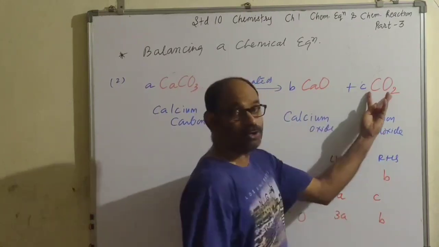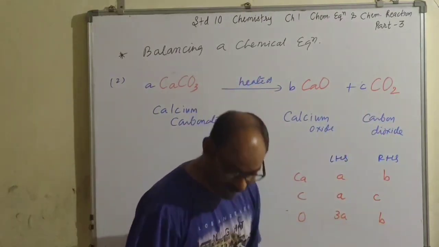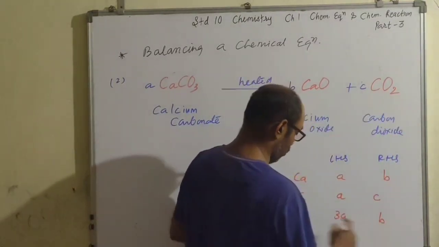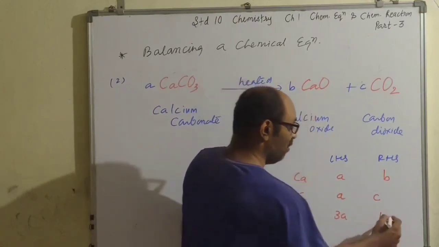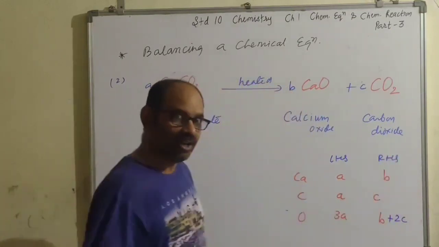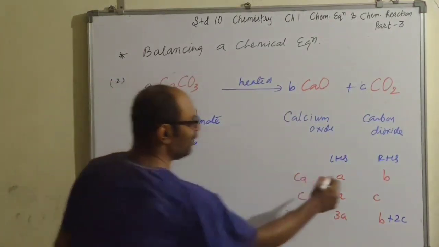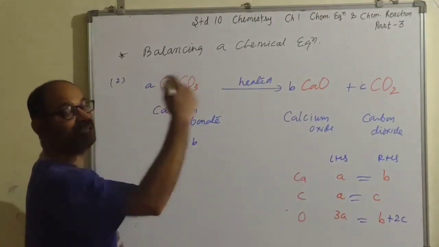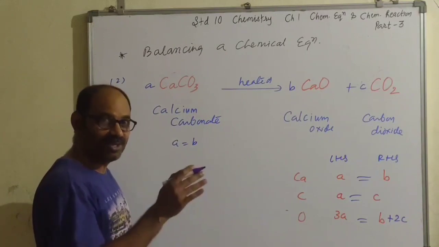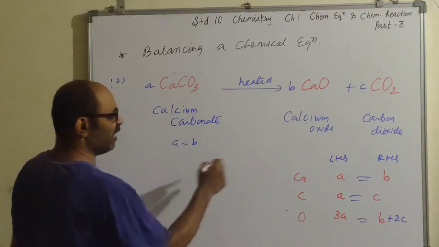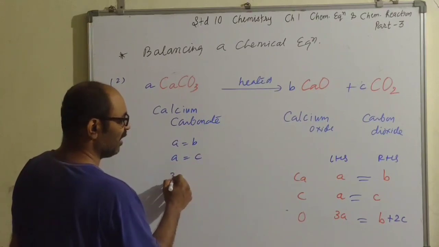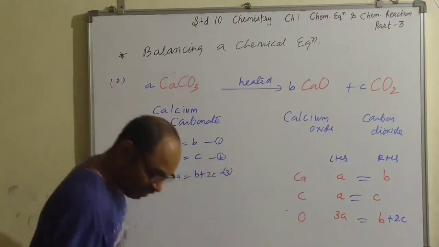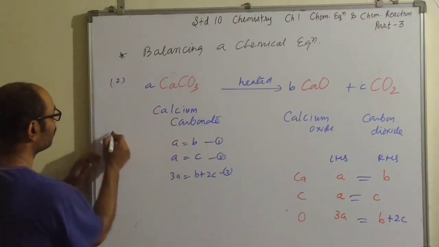Again oxygen, so oxygen you have to add. Be careful. Again you got oxygen, subscript is 2 into C. So oxygen atoms were already B, plus 2C. So we got the three equations. The number of atoms of any element on the left hand side is always equal to the number of those atoms on the right hand side. So A equal to B, A equal to C, and 3A is equal to B plus 2C. 1, 2, 3.